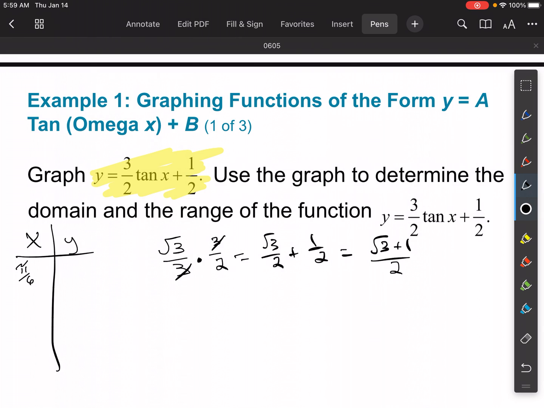So what you might want to do when you get that is actually work it out as a decimal, just because you're going to be graphing this on an xy coordinate plane. So if I take the square root of 3 and add it to 1, just doing that here really quick, I get 2.73, divide that by 2, I get 1.36 approximately.